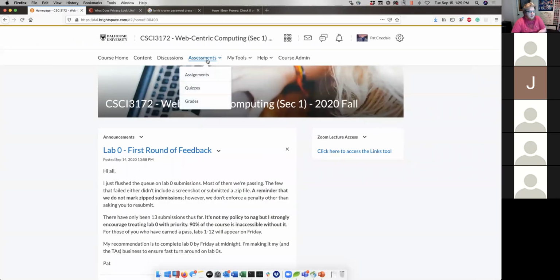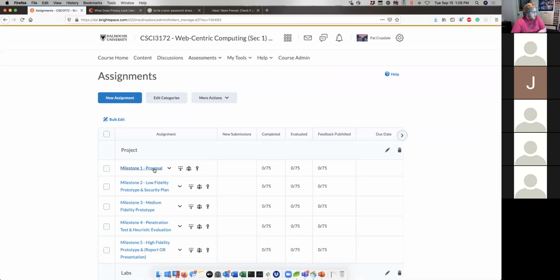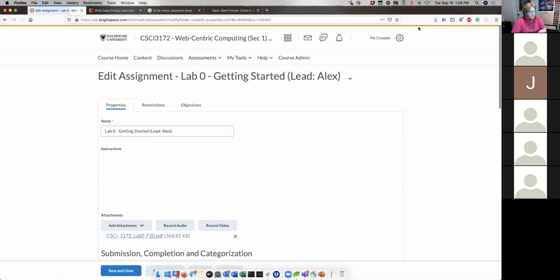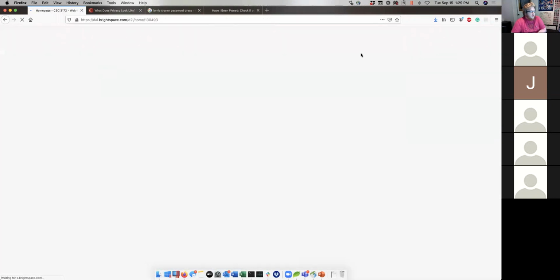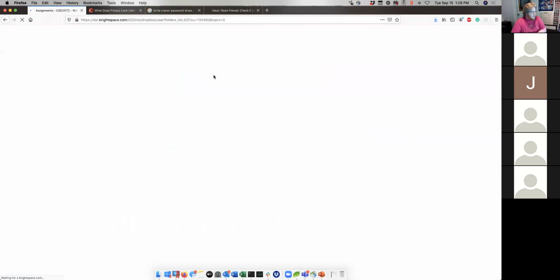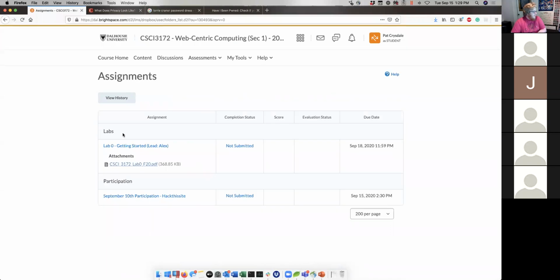So what I do is I attach them under assessments, and then it's an attached file. Here, I'll do it in student view. Actually, that would probably make more sense, because you guys don't have the same interface that I do. So just over here, if you go under assignments, there's an attachment, Lab 0 F20, and that's where it is.